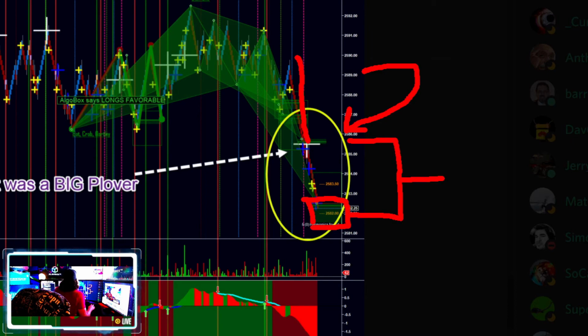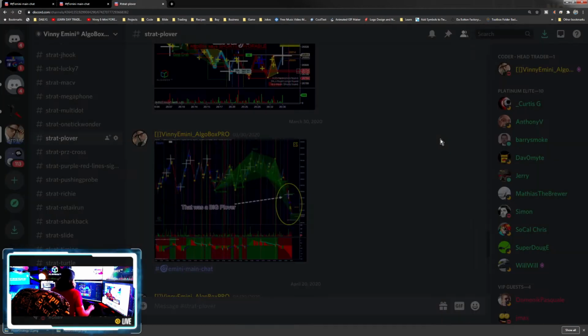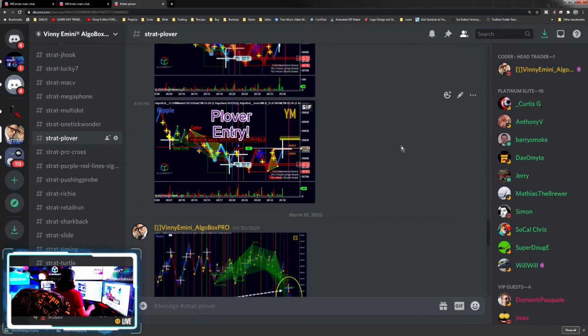What's the beautiful thing about these setups is that they're so powerful and they're so easy to see and such a small amount of risk. It's really a good, good setup. But there's an example of a big one.